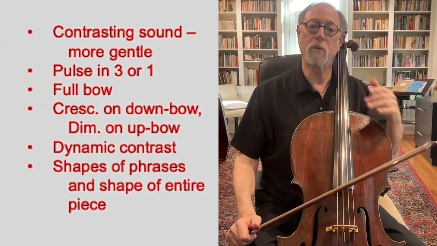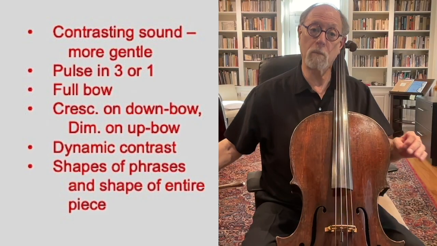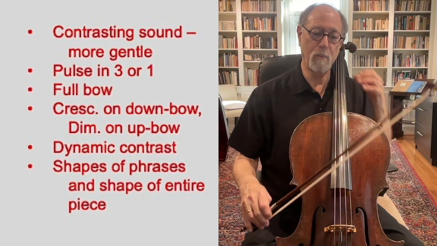The main goal here is to use the full bow and get a crescendo on the down bow using bow speed, and then a diminuendo on the up bow, again using bow speed.